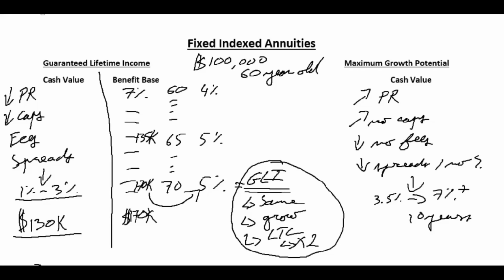So I hope this helps you understand the difference between the guaranteed lifetime income annuities and the mechanisms that those have compared to an annuity that has maximum growth potential.